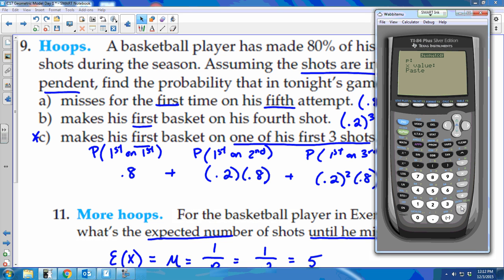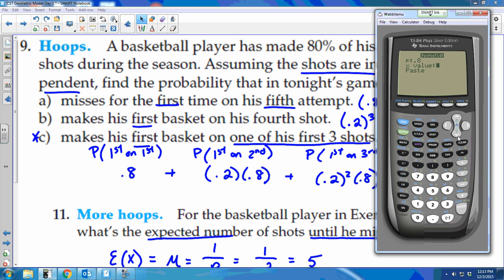All right? So CDF will answer questions like part C, where it says he makes his first basket on one of his first 3 shots. It will do all of those for you and calculate them all together. So again, P is whatever your success is. In this case, we're making a basket for the first time. So making a basket would be P, so that's 0.8.